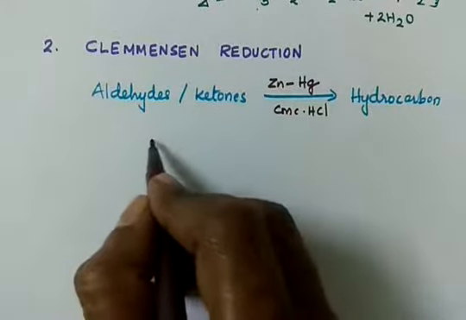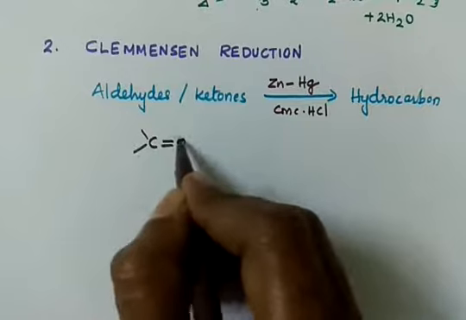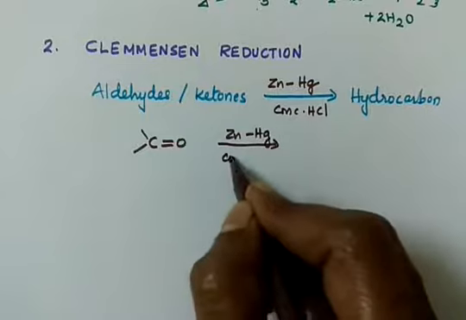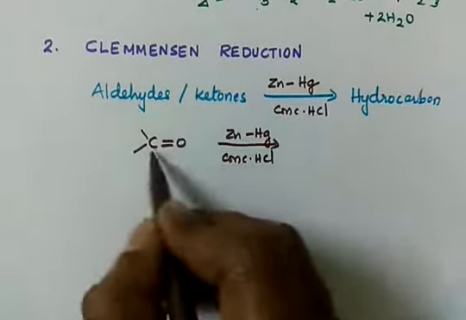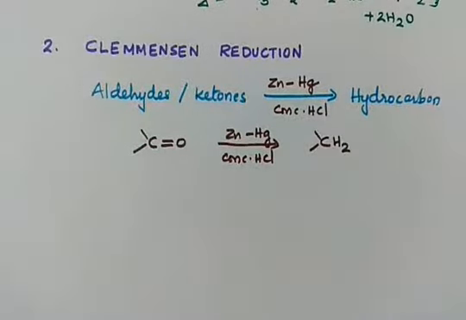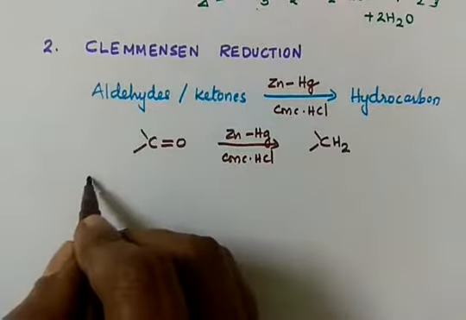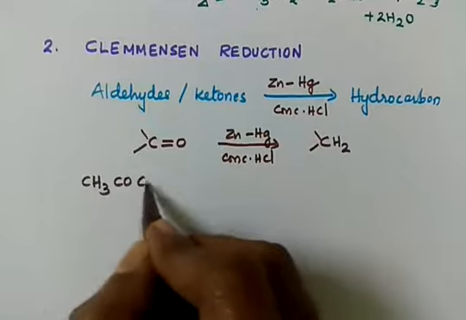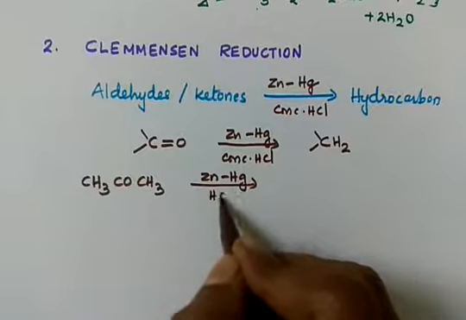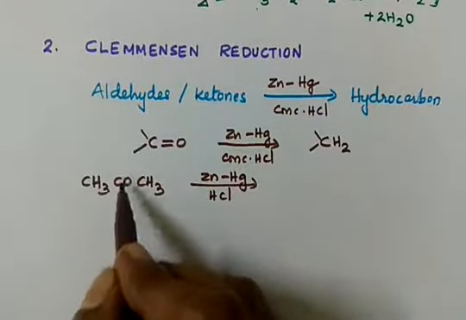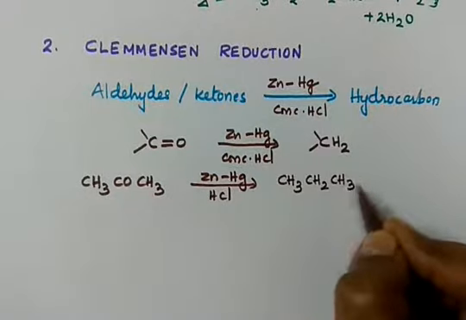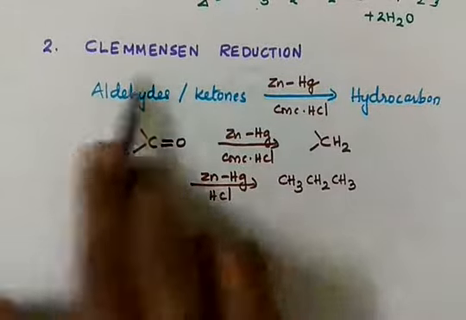That is, aldehydes or ketones contain the carbonyl group, that is the C double bond O group, and in the presence of zinc amalgam and concentrated hydrochloric acid, the CO group is converted to a CH2 group, that is, the corresponding hydrocarbon is obtained. For example, if we take a ketone CH3COCH3, when heated with amalgamated zinc and concentrated hydrochloric acid, the CO group is converted to a CH2 group. So it will be CH3CH2CH3. The corresponding hydrocarbon is obtained by Clemmensen reduction.